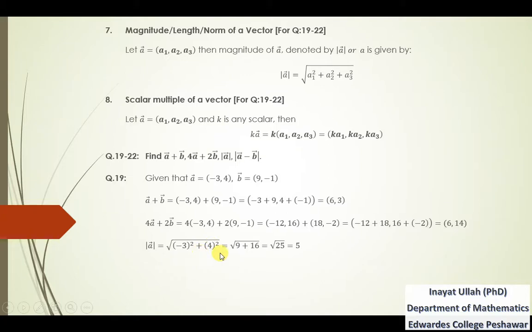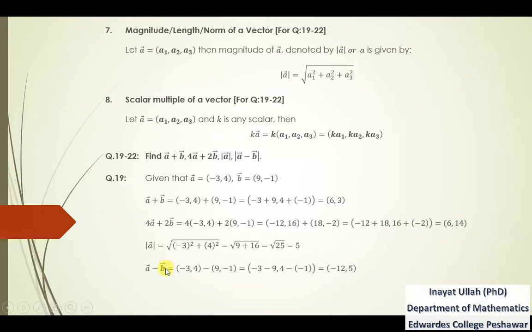Minus 3 whole square is 9, 4 square is 16, 9 plus 16 is 25, and the square root of 25 is 5. So that is the magnitude of this a vector. Now we need to find the magnitude of a minus b. For the magnitude of a minus b, first of all we need to calculate a minus b, and then take the magnitude of a minus b.